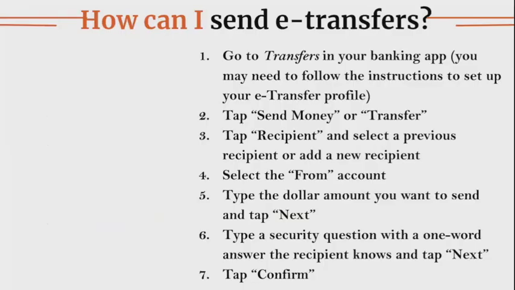How can I send e-transfers? Go to transfers in your banking app. You may need to follow the instructions to set up your e-transfer profile. Tap send money or transfer, and then you would tap recipient and select the previous recipient or add a new recipient. Select the from account and type the dollar amount you want to send and tap next. Type a security question with a one-word answer the recipient knows and tap next. Then you would tap confirm.